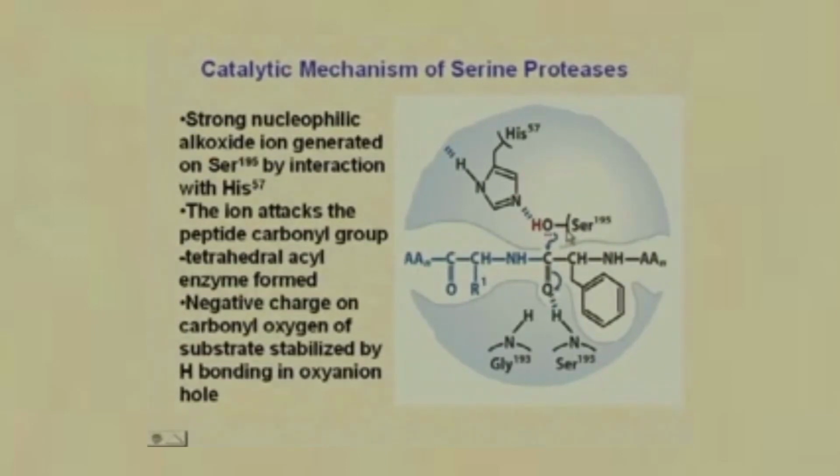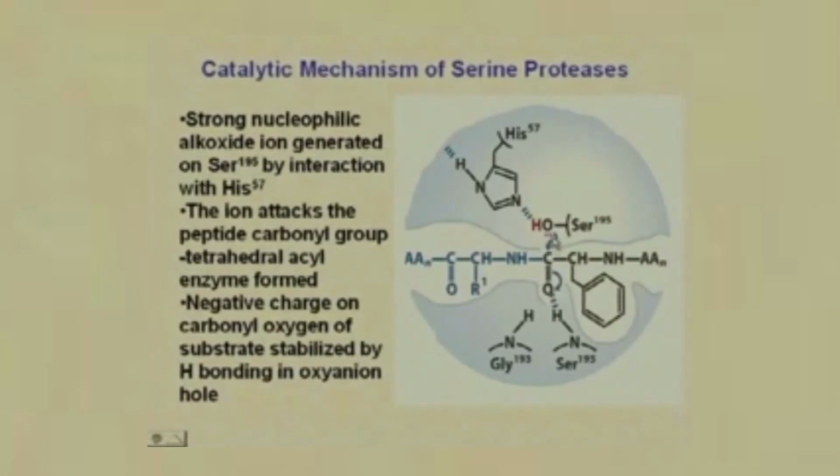Okay, so what do we have? Let us go through this once more. We have the histidine that we know. What can the histidine act as? It can act as a general acid and a general base. What is it acting as here? It is abstracting the H from serine, and the serine now forms an alkoxide ion that is generated by the interaction with histidine 57. The ion attacks the peptide carbonyl group, forming what is called an acyl enzyme, and we have an O- formed here.